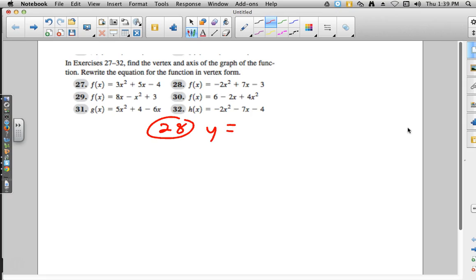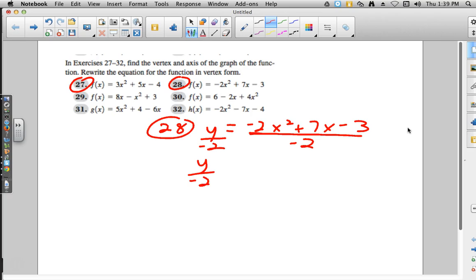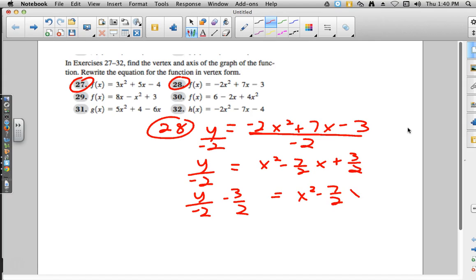And again, I'm just going to make that f of x piece the y. And recognize that this negative 2 cannot be here, so we need to divide everything on both sides by negative 2. So y over negative 2 equals x squared minus 7/2 x plus 3/2. We recognize that 3/2 is not a perfect square, so let's subtract that from both sides. All right, so now the fun begins.